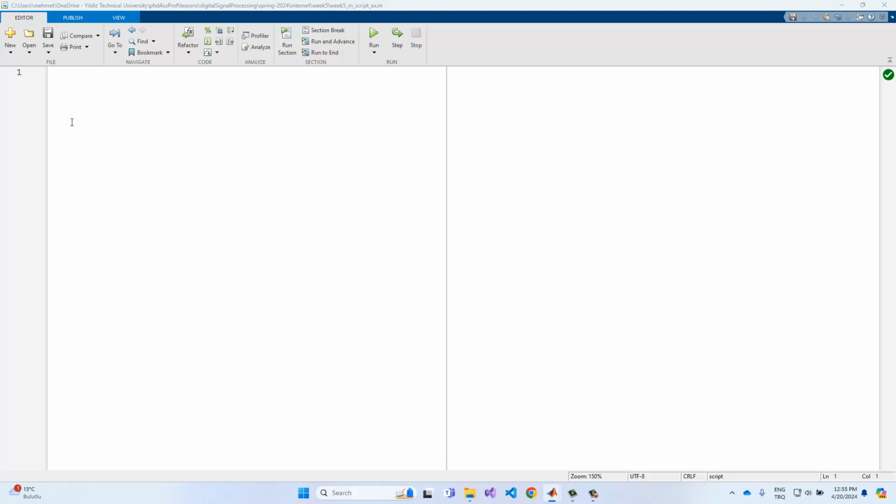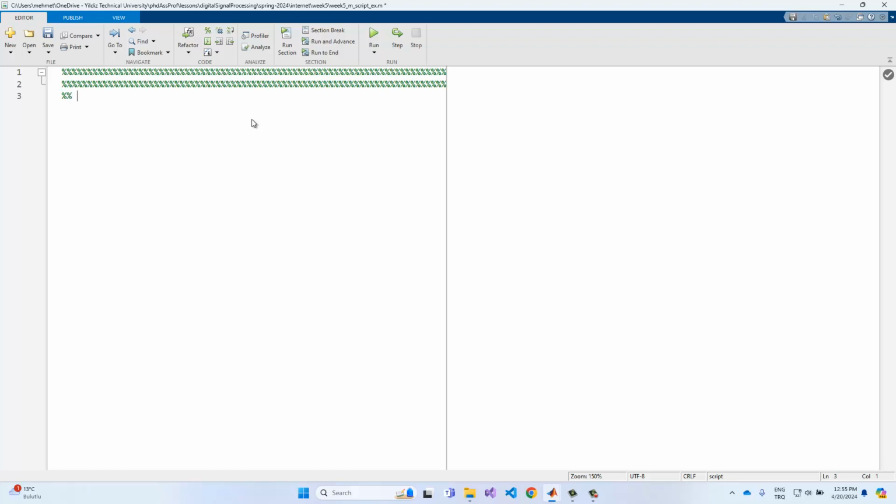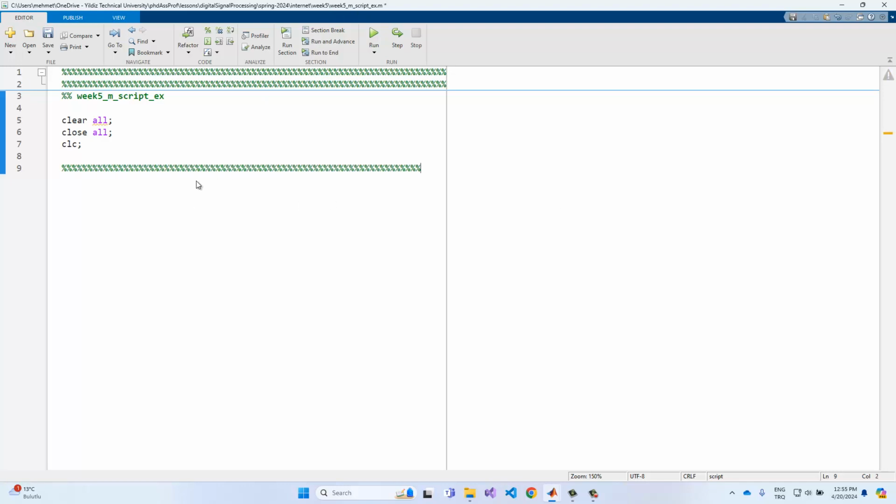Hello guys, today we are going to solve some problems in Matlab for the Z transform. Week 5 M script X. As always, we need to give the clear all, close all and clc commands in here, just like this one. In week 5 we talk about the inverse Z transform or the Z transform of any variable. We will start with these things.